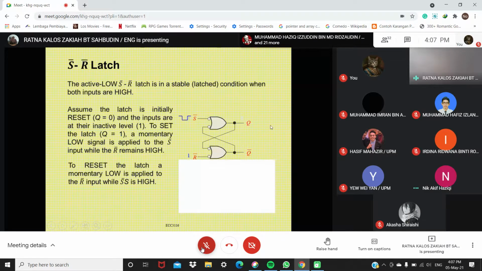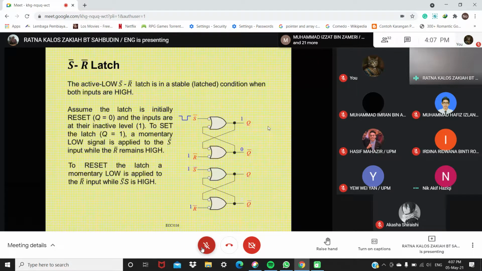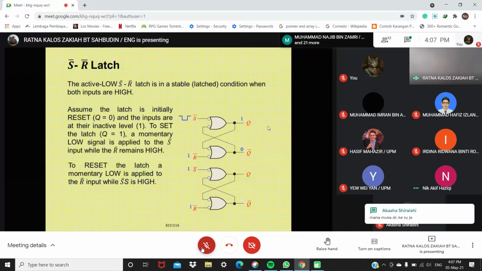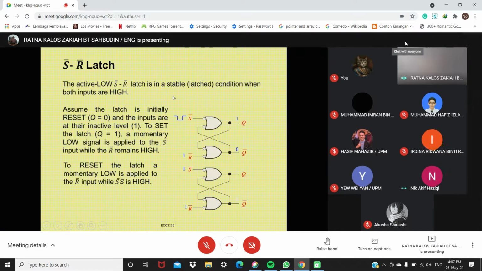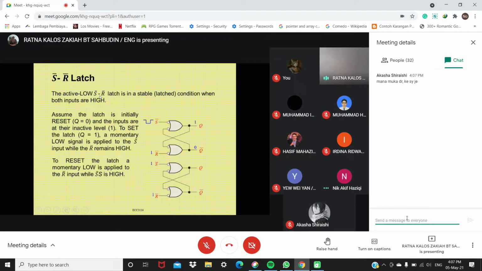So now we look at the S bar, R bar latch. Okay, so this is an active low SR latch. Okay, why is it active low? Because you look at the input here, you have bubble here. So this is for an active low. The active low SR latch is in a stable or latch condition when both inputs are high.